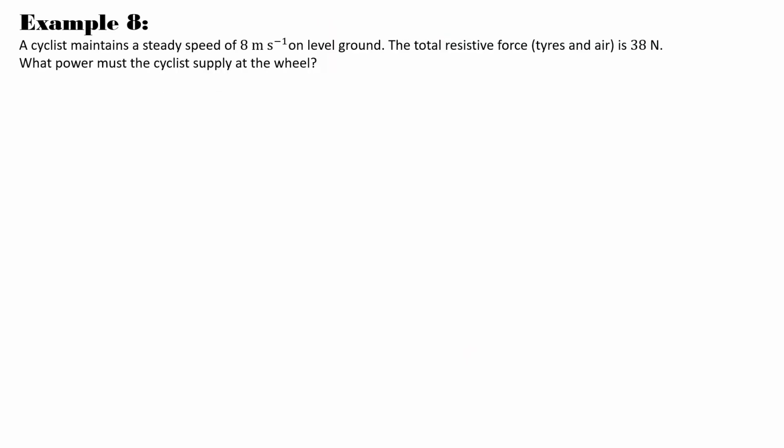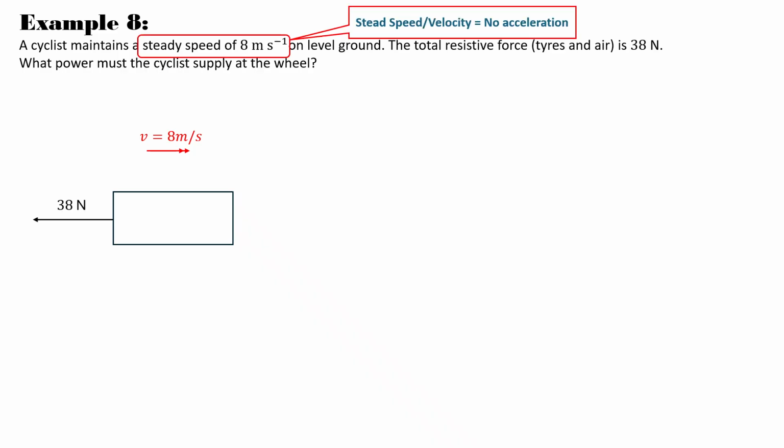So example 8, a cyclist maintains a steady speed of 8 meters per second on level ground. The total resistive force of tires and air is 38 newtons. What power must the cyclist apply at the wheel? So let's do a nice little force diagram. So here is my cyclist. They have a constant speed of 8 meters per second. So I'm using that V instead of my A to make it more helpful. That's showing me the direction of motion, which allows us then to put on that resistive force.